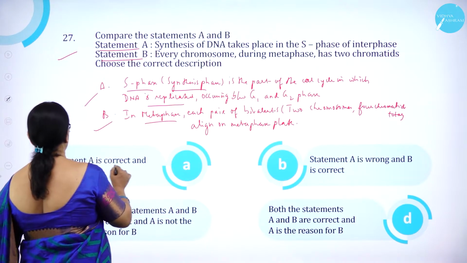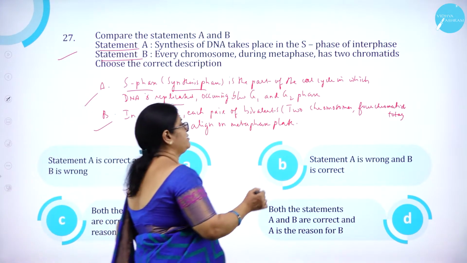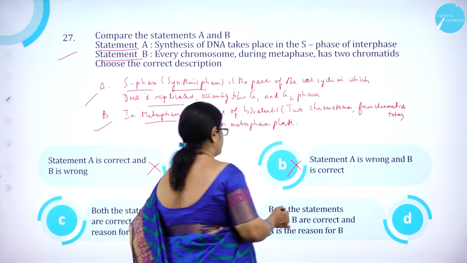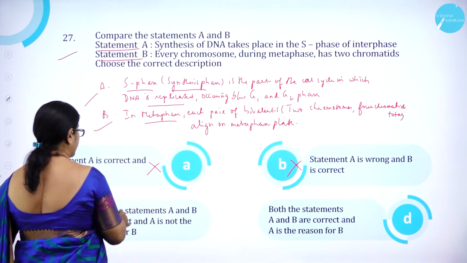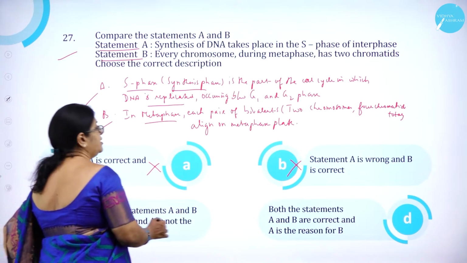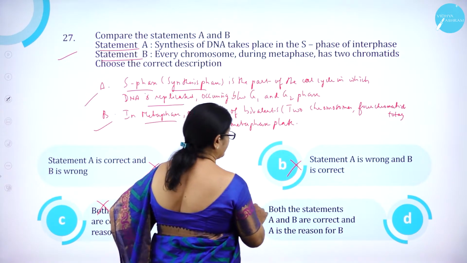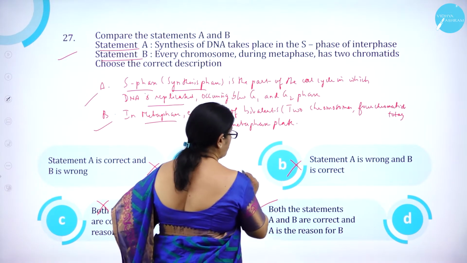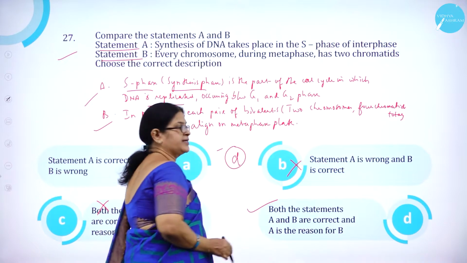Option A, statement A is correct and B is wrong, is wrong. Statement A is wrong and B is correct, is wrong. Both the statements A and B are correct and A is not the reason for B, is wrong. Both the statements A and B are correct and A is the reason for B. So option D is correct.